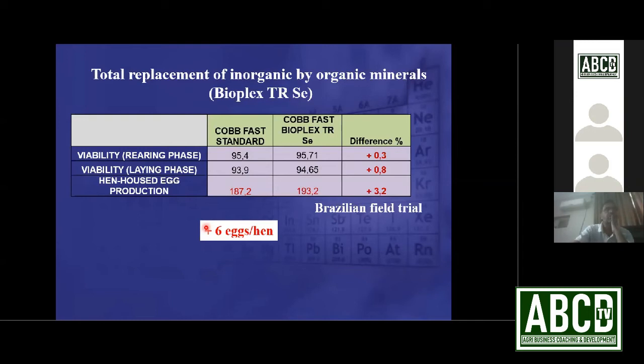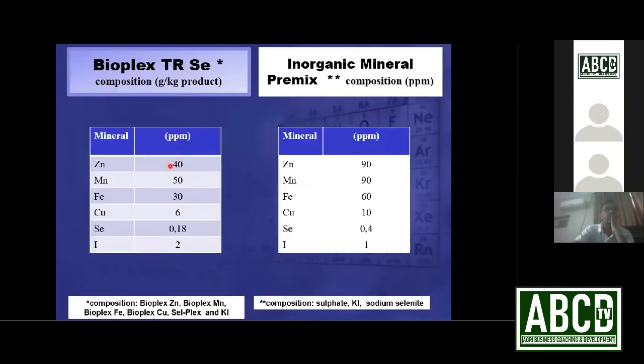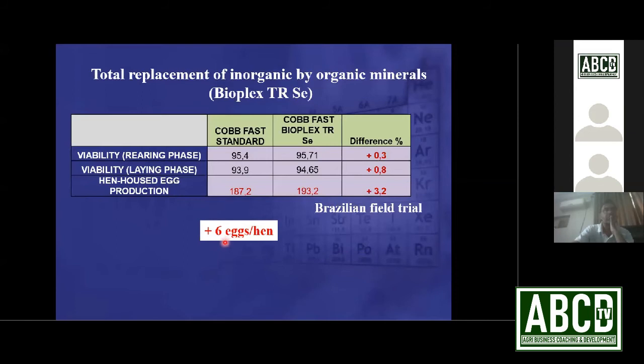And from this amount of organic minerals I just showed you, they use 1.2 kilos per ton. This is what they use, and they have been getting 6 more eggs. Very important company in Brazil, but they don't like to share the data they have. And this is basically what we got from there, 6 more eggs per hen.